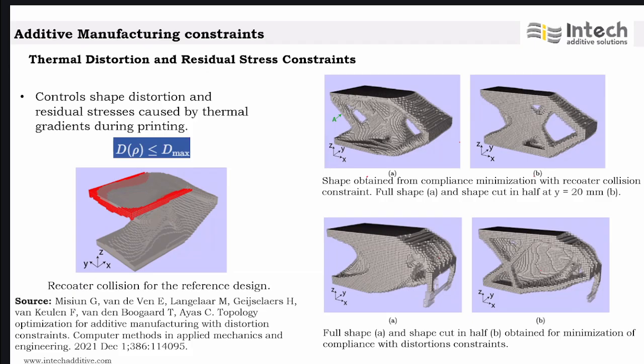This has been specific to the laser-based powder bed fusion process. Recoater collision is something that should not happen while printing. This could lead to failure.